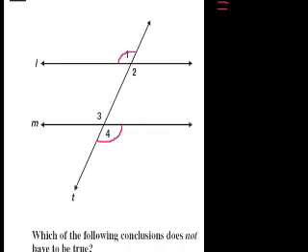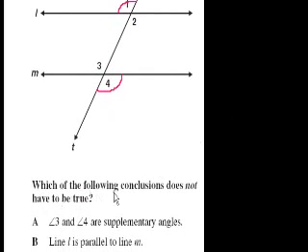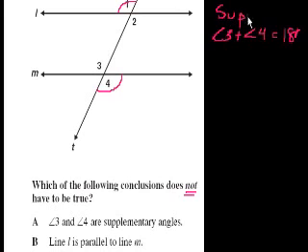All right, now what do they want us to come to as a conclusion? Which of the following conclusions does not have to be true? Does not have to be true. A, angles 3 and 4 are supplementary angles. So what does supplementary mean? That means that angle 3 plus angle 4 have to be equal to 180. This is the definition of a supplementary angle.